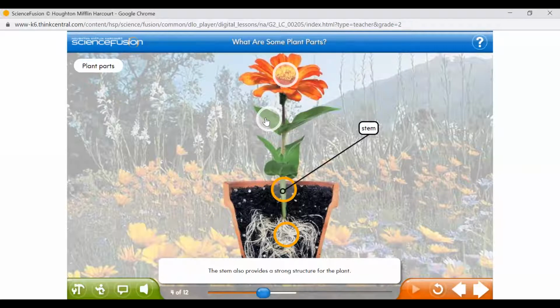Exactly. A stem will carry all the water up to the plant and all the parts in it, and it will keep the flower standing.